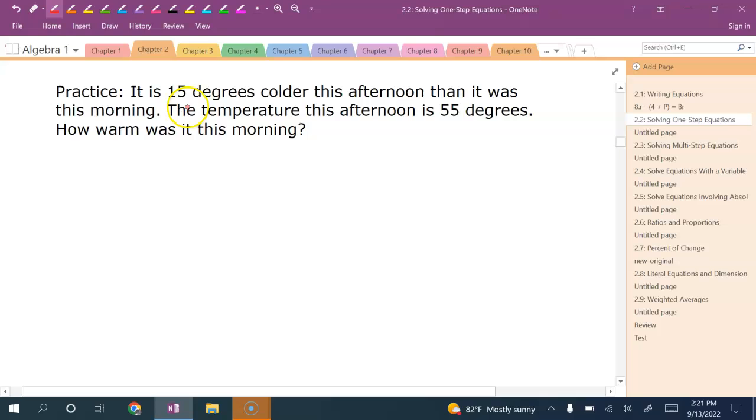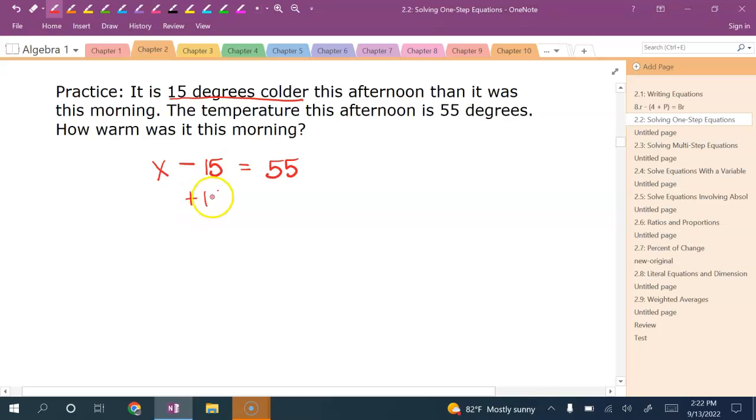So the key thing here is that it says it is 15 degrees colder than what it was. We don't know what it was. That's what they're trying to figure out. So I'm going to call x my original temperature. Now it's 15 degrees colder, which means that it went down 15 degrees, so I need to subtract 15 and set that equal to the current temperature now, which is 55 degrees.